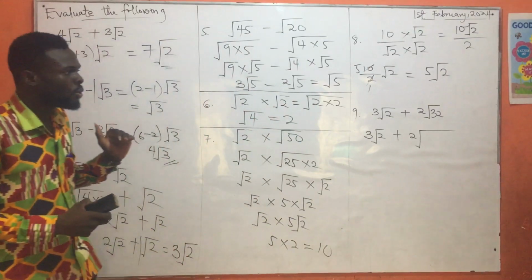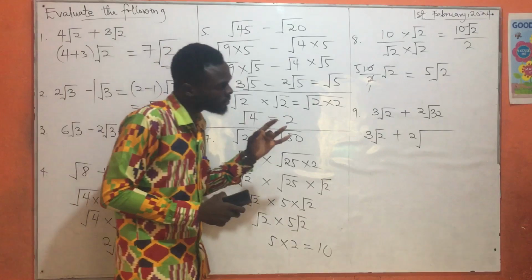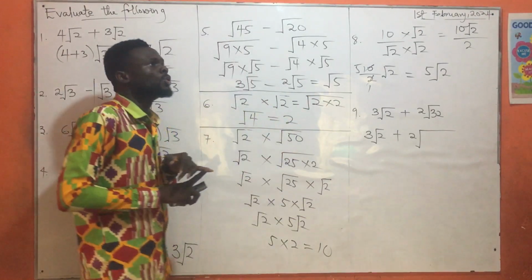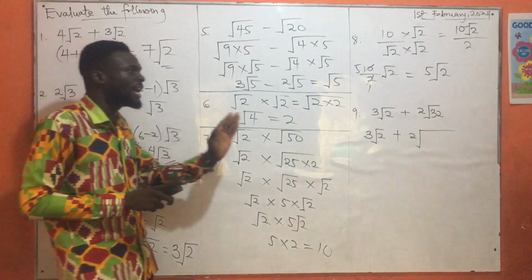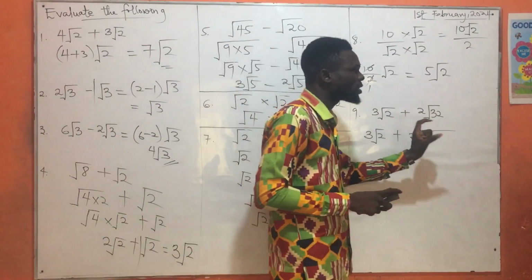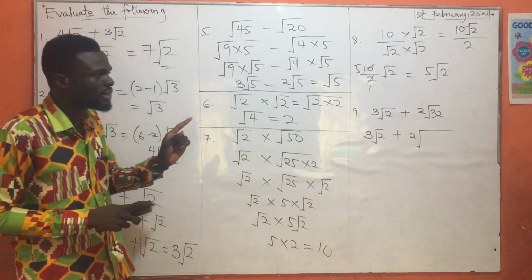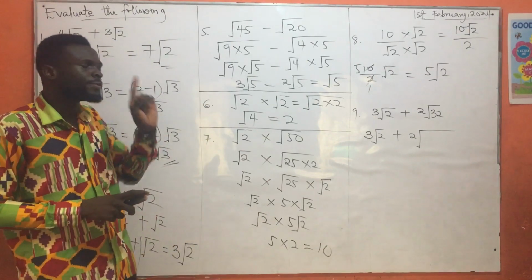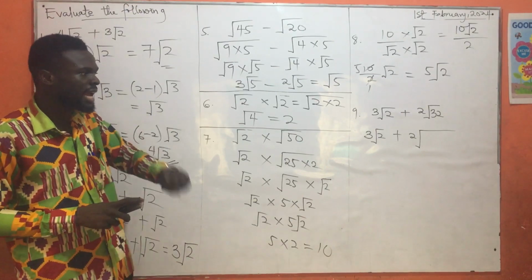After 4, we go to 8. 8 is not a square number. So let's take 4 times 1 is 4, 4 times 2 is 8, 4 times 3 is 12, 4 times 4 is 16, 4 times 5 is 20, 4 times 6 is 24, 4 times 7 is 28, 4 times 8 is 32. So we can use 4 and 8.